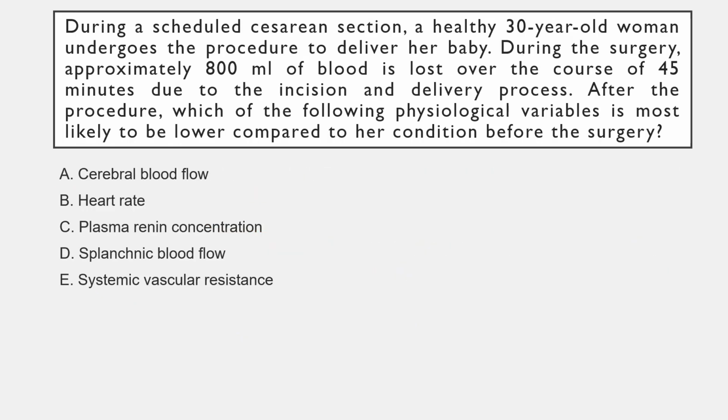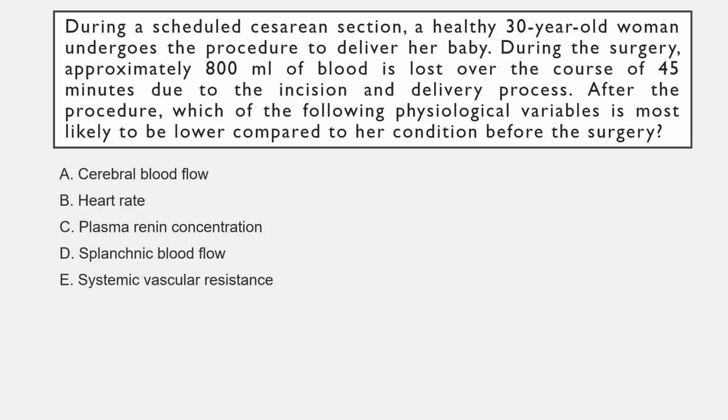Let's have a look at the second question. During a scheduled cesarean section, a healthy 30-year-old woman undergoes the procedure to deliver her baby. During the surgery, approximately 800 ml of blood is lost over the course of 45 minutes due to the incision and delivery process. After the procedure, which of the following physiological variables is most likely to be lowered compared to her condition before the surgery?